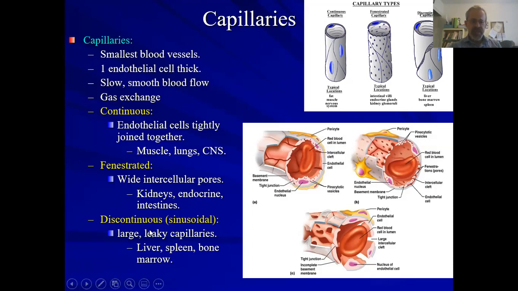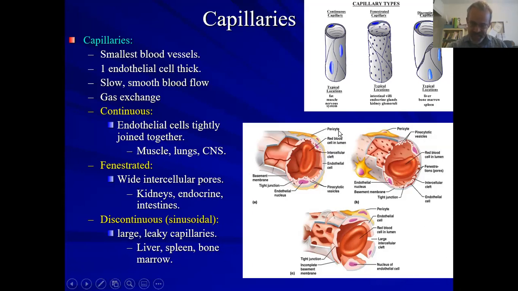Finally, we have the discontinuous capillaries, also called sinusoidal. And this is only found in areas that are associated with hematopoiesis. So that was a lecture from last time, Cardiovascular 3, where we spoke about blood formation, which occurs primarily in the bone marrow, lesser extent in the spleen, and of course, before we're born, during fetal development, it's in the liver. These are very leaky capillaries that are so leaky that it actually allows cells to go into and out of the capillary. That normally doesn't happen.